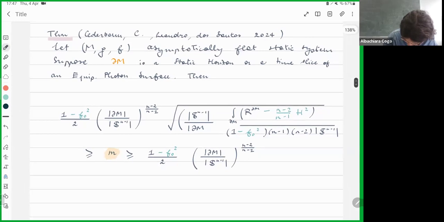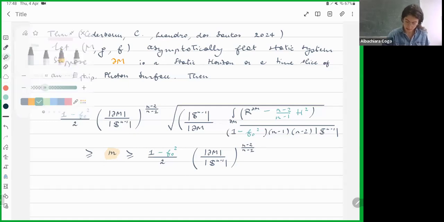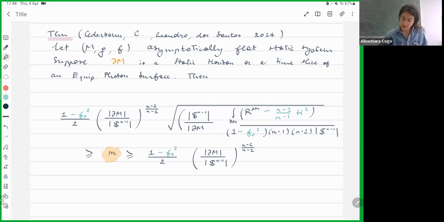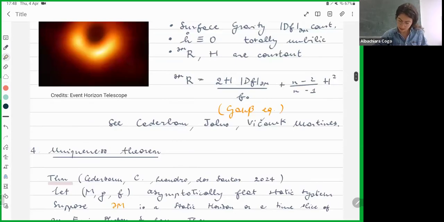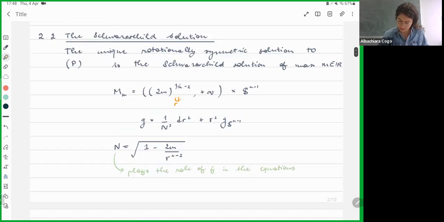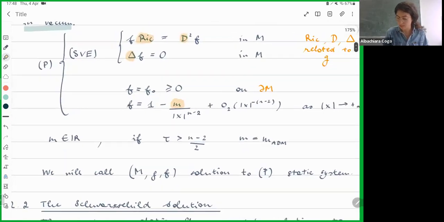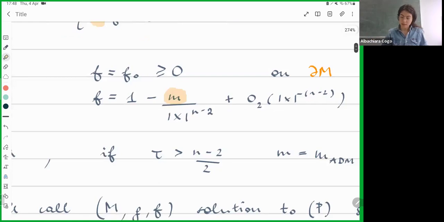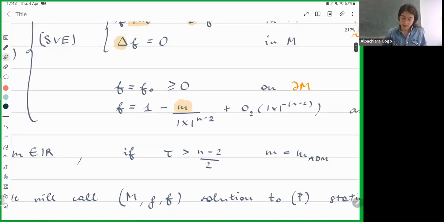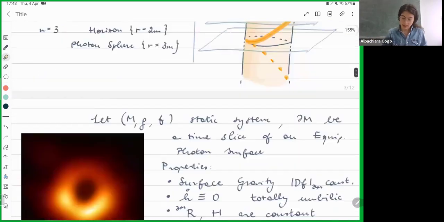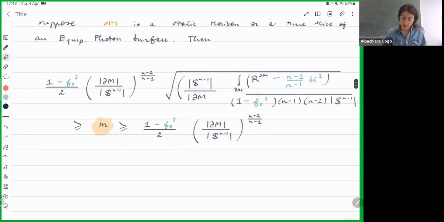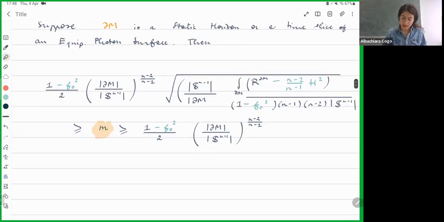Okay, I've already written it because it's not important to have everything in mind, but then one can have this lower and upper bound for M. And if you remember, this M was the parameter that appeared in the expansion of the lapse at infinity, which is the eigenmass of the system.